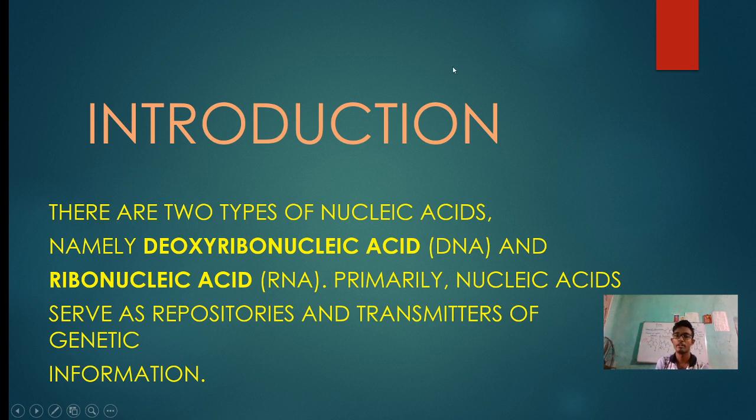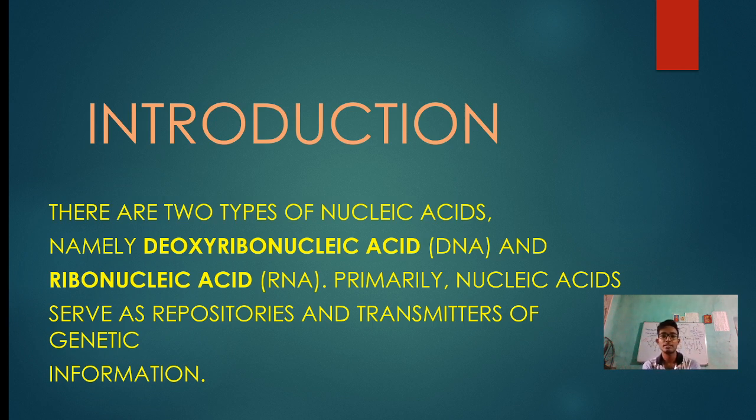So, at first you have to know what nucleic acid is. Nucleic acid is a polymer of nucleotides. We know nucleic acid is of two types. One is DNA, the other is RNA. DNA means deoxyribonucleic acid and RNA means ribonucleic acid.